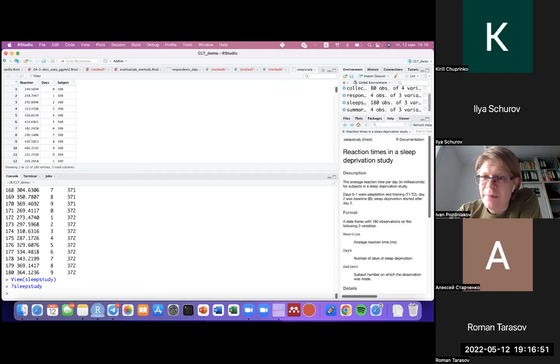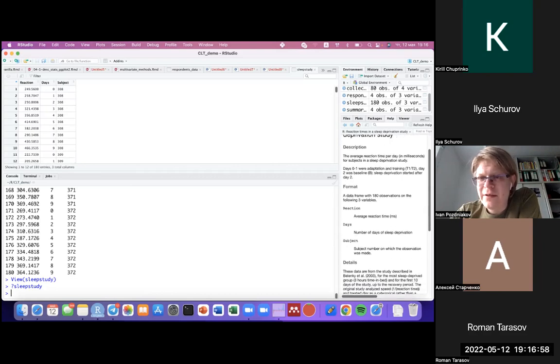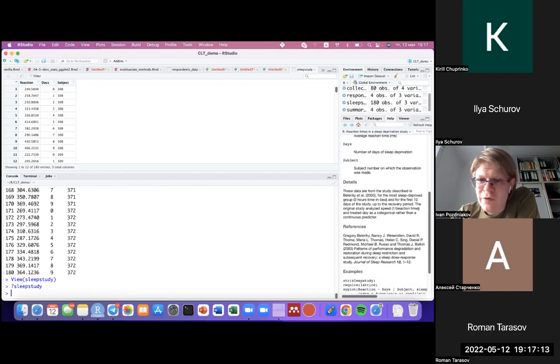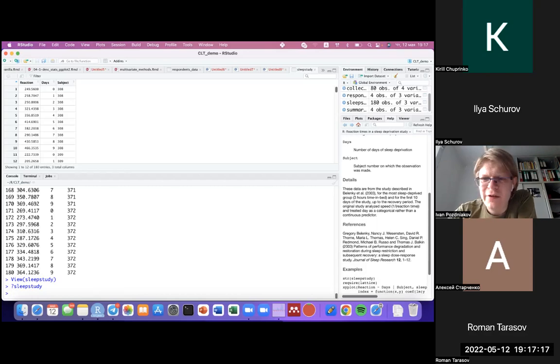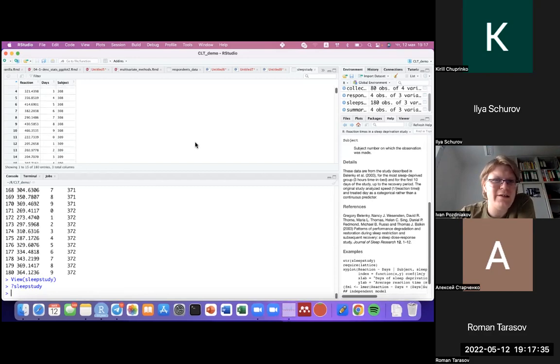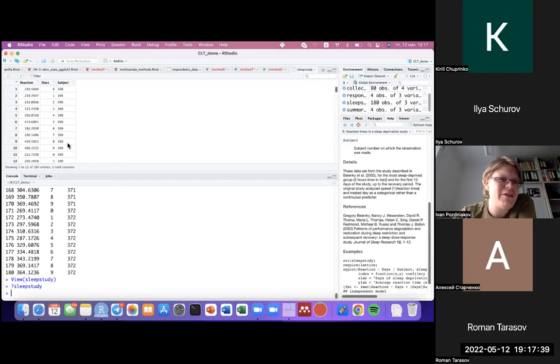Days zero and one were adaptation and training. Day two was a baseline. And then they started their sleep deprivation. That was actually having sleep for 3 hours per day. I'm not sure how they controlled it. Maybe they were recorded in a hospital or something like that, or they used some devices, or they just kindly asked people to sleep not more than 3 hours, but I'm not sure that anybody will do that just to finish the study after day five, for example.